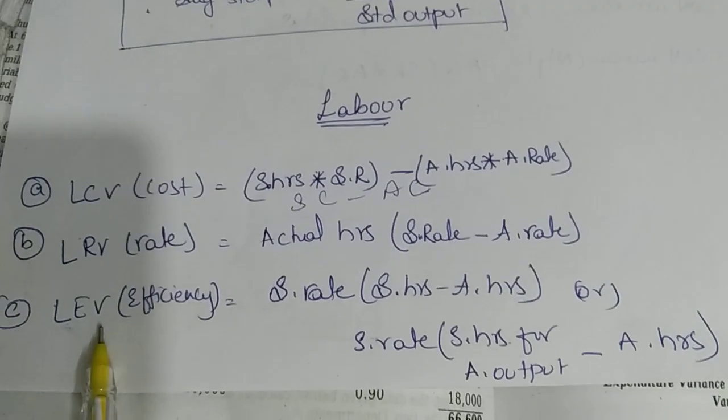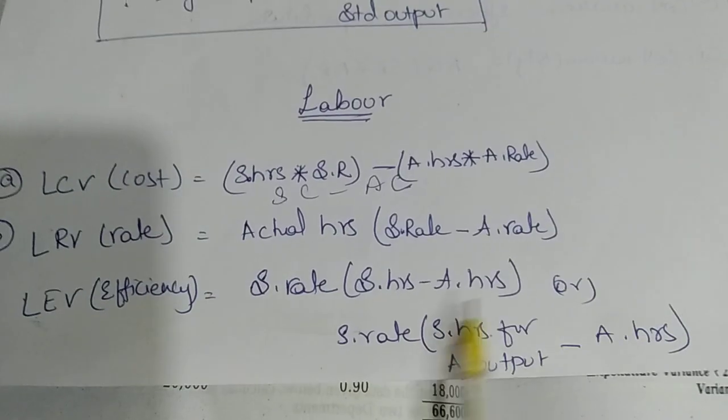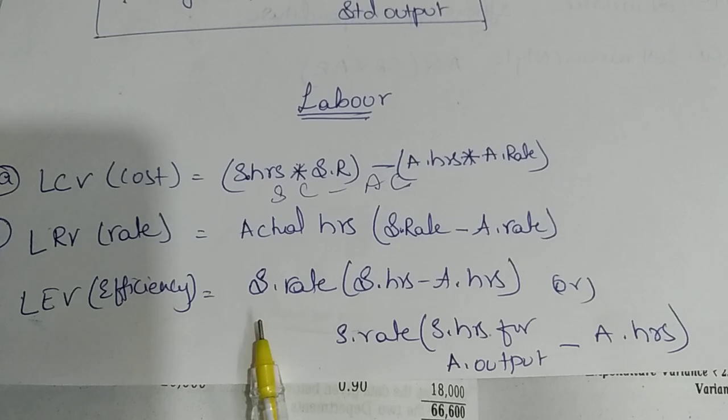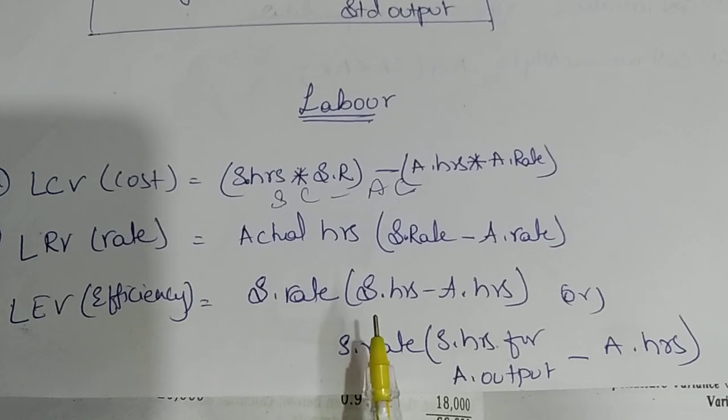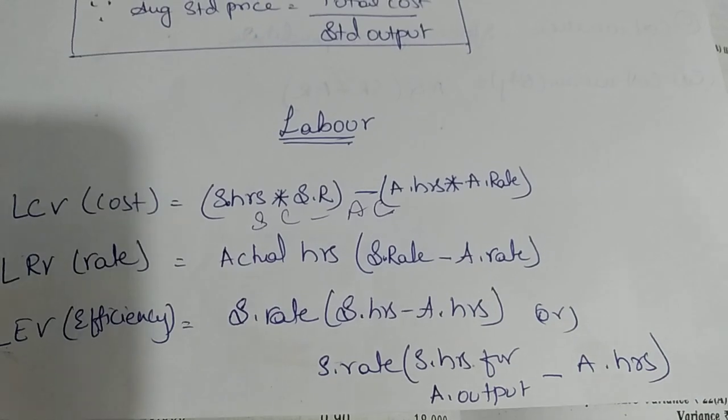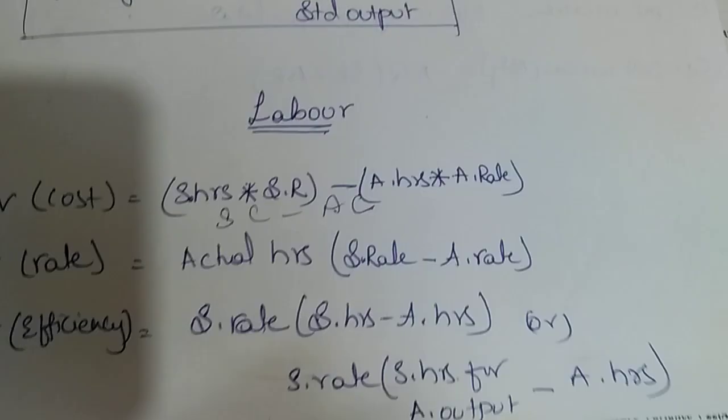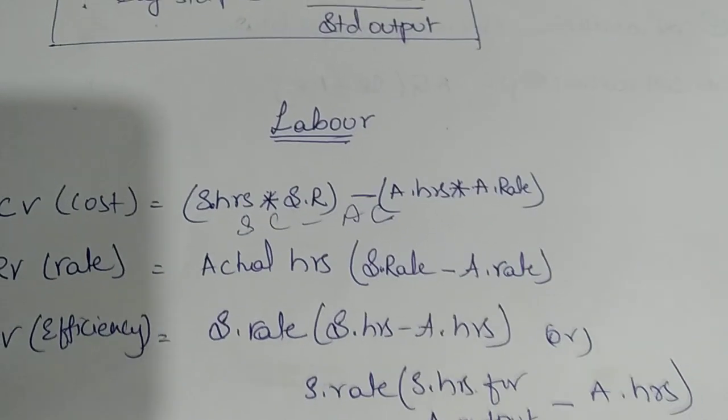And this one is efficiency. Efficiency is nothing but standard hours minus actual hours, multiplied with standard rate. So this is the one we are going to go with. Okay, fine. And apart from that, we have two more formulas.